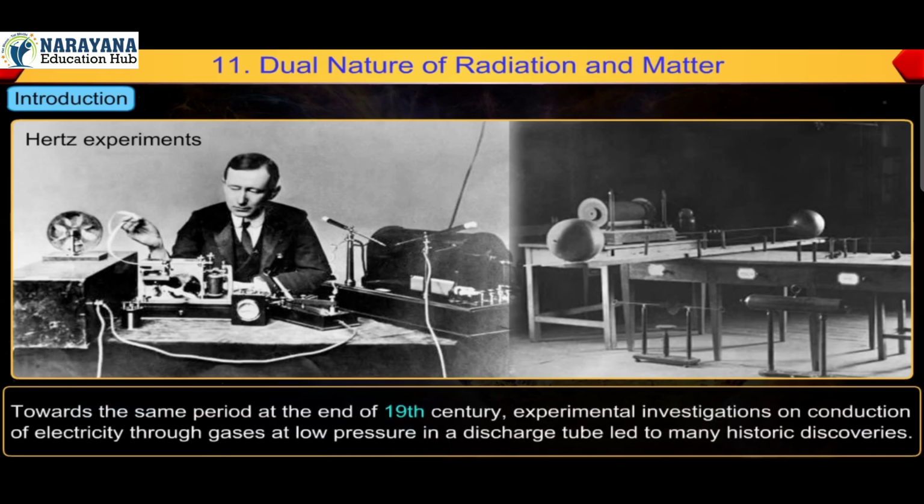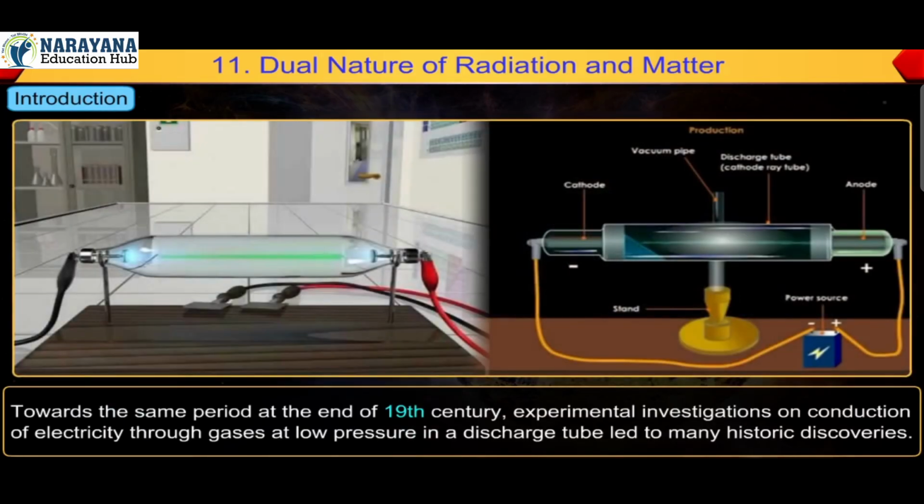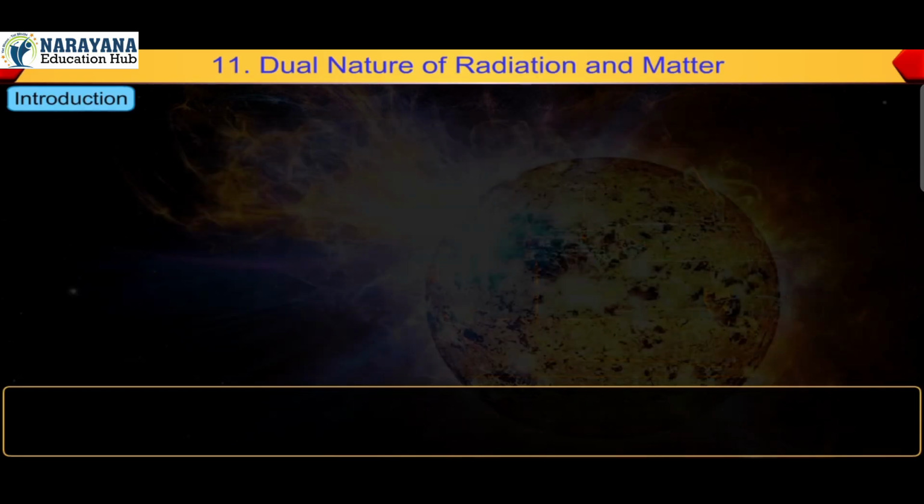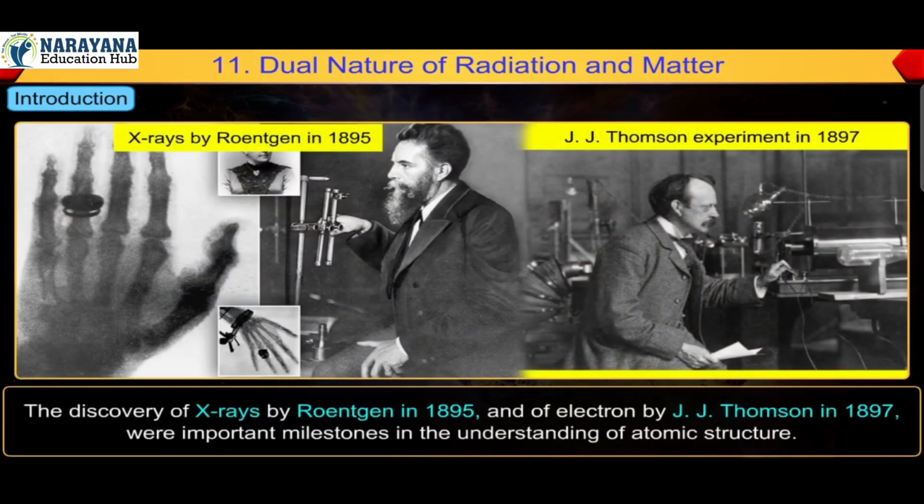Towards the same period, at the end of 19th century, experimental investigations on conduction of electricity through gases at low pressure in a discharge tube led to many historic discoveries. The discovery of X-rays by Roentgen in 1895 and of electron by J.J. Thomson in 1897 were important milestones in the understanding of atomic structure.